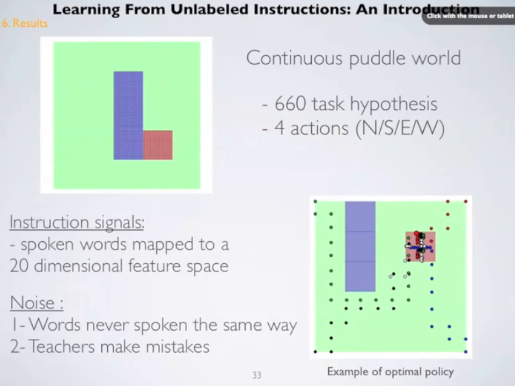And the teacher will once again use spoken words mapped to a 20-dimensional feature space. And as we have seen in previous videos, there is 2 sources of noise, the one from speech itself, because spoken words are never pronounced the same way, and the one more important that come from teaching mistakes, with the user not assessing correctly the action of the robot.